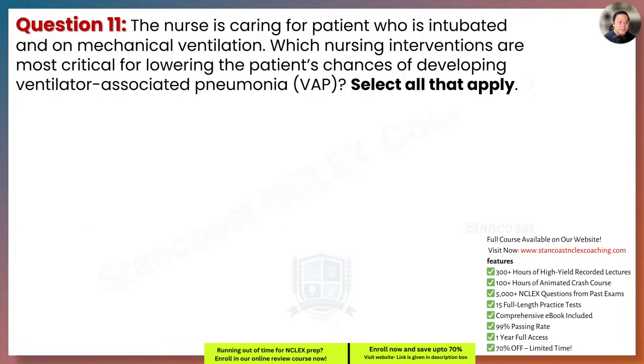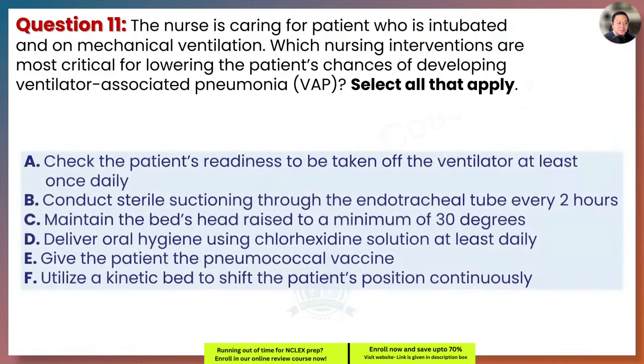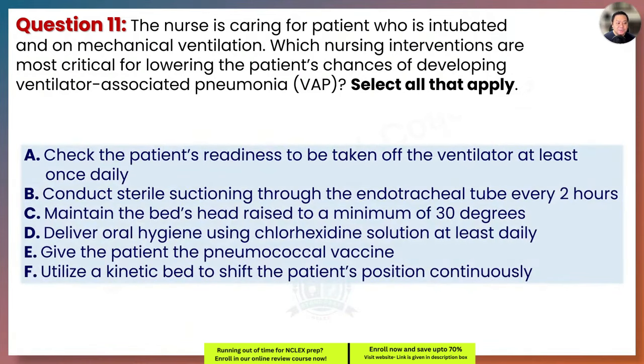11. The nurse is caring for a patient who is intubated and on mechanical ventilation. Which nursing interventions are most critical for lowering the patient's chances of developing ventilator-associated pneumonia? Select all that apply. Options: A, check the patient's readiness to be taken off the ventilator at least once daily. B, conduct sterile suctioning through the endotracheal tube every 2 hours.